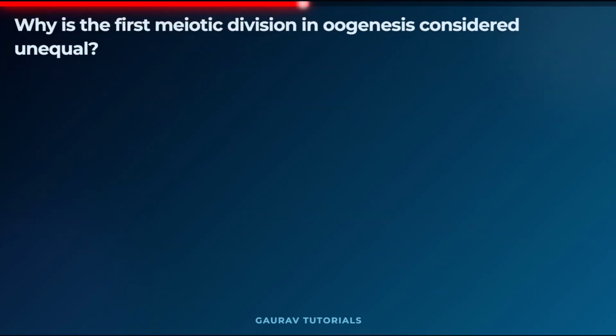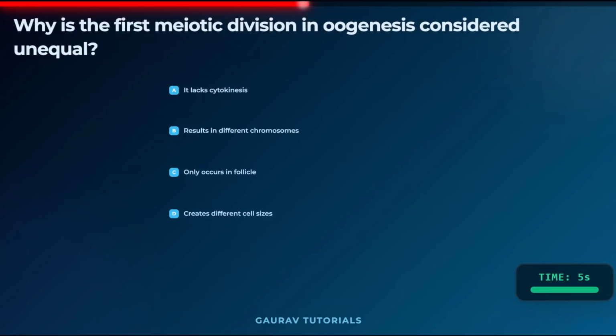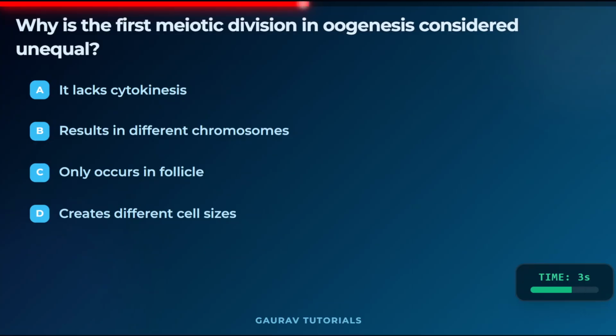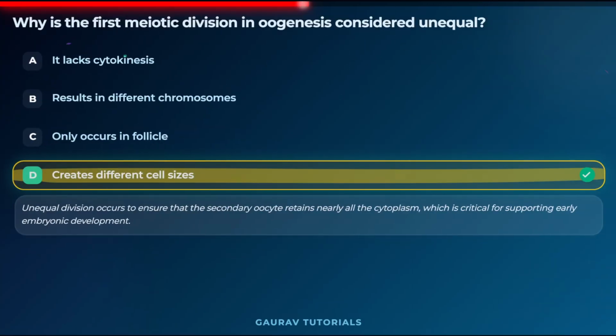The next question is, why is the first meiotic division in oogenesis considered unequal? The options are... the correct answer is option D. It creates different cell sizes.